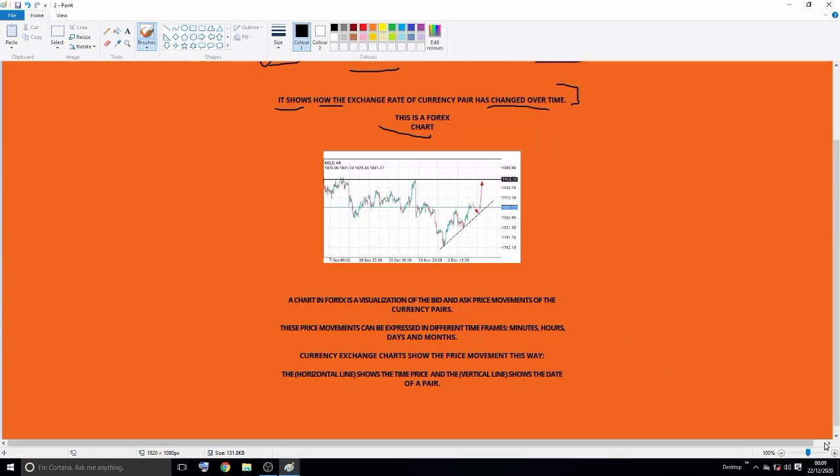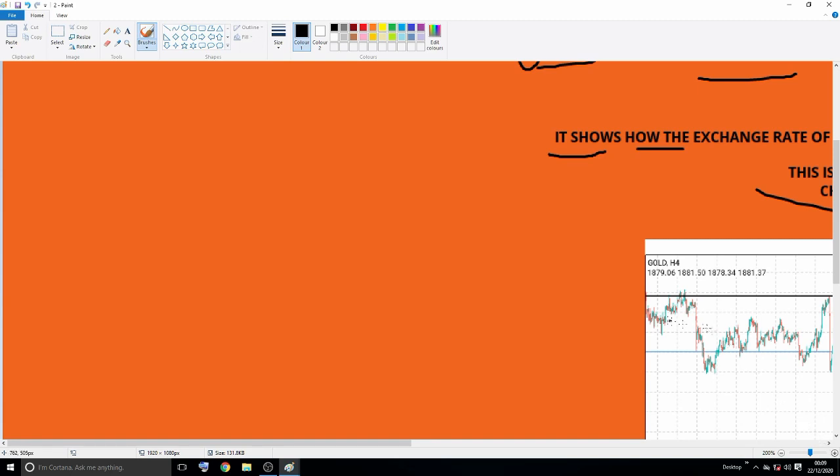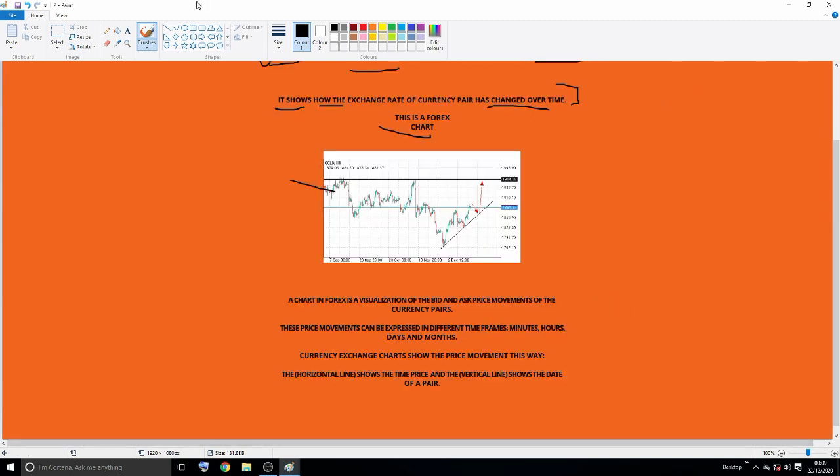So this is a forex chart. This here is a forex chart. Let me see if I can zoom it in. Okay, that's not good. Let's continue like this. So this is a forex chart. As you can see, I opened gold. So this is a forex chart for gold.